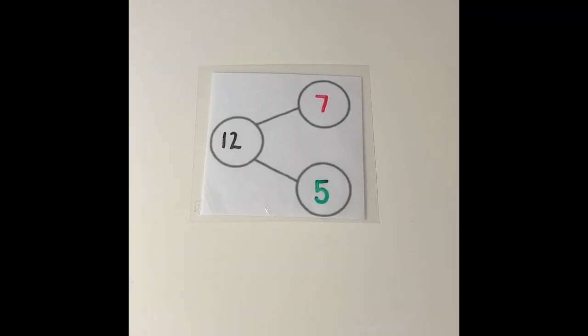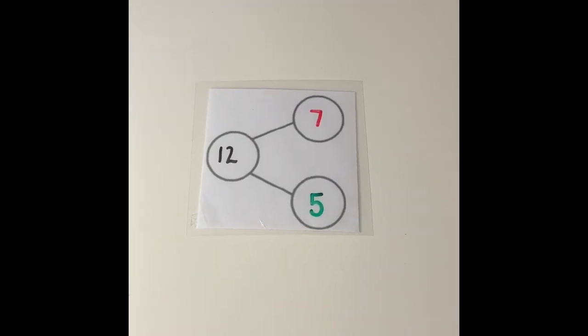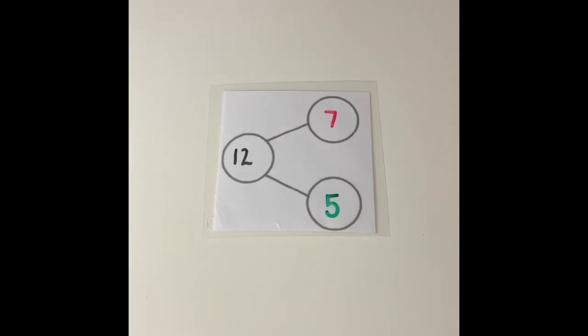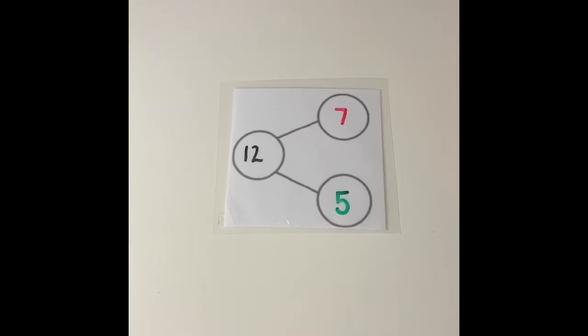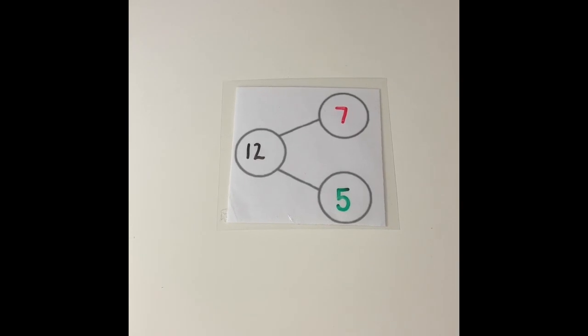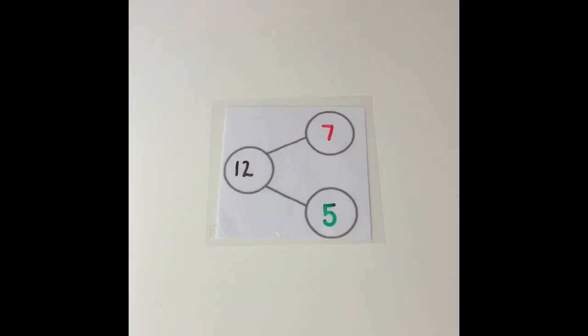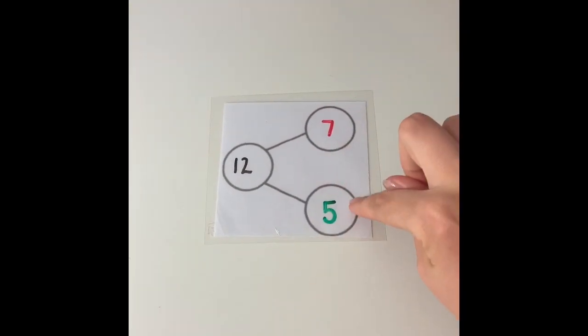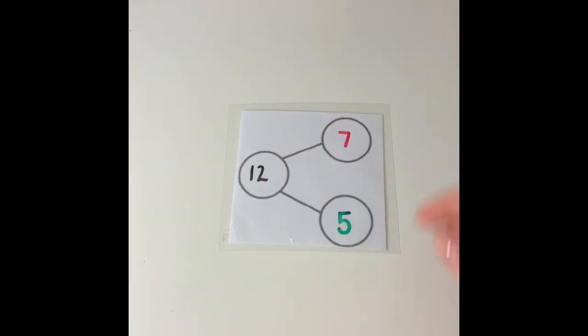Okay, so now we've got to put some numbers into our part whole model. Now, how do we remember which bit was our whole? Yes, the two lines connecting it, because that equals a part and a part to the whole. Okay, now I'm going to put it here like this.